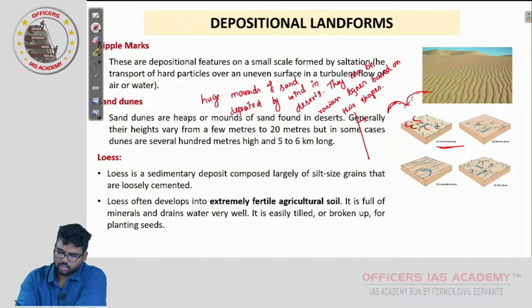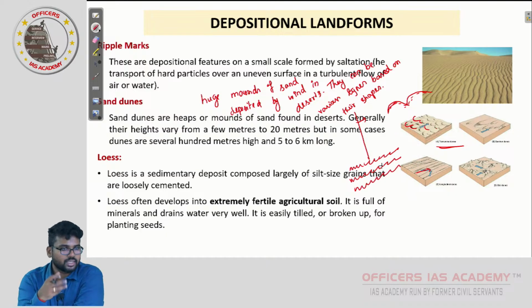Or they can be longitudinal, where along the direction of the wind they will be deposited like this. See, the difference between ripple mark and this is the quantity of the sand which is deposited. Here very less amount, liable to change, but here huge amounts of sand will be deposited and they are more like mounds, okay, this kind of thing.